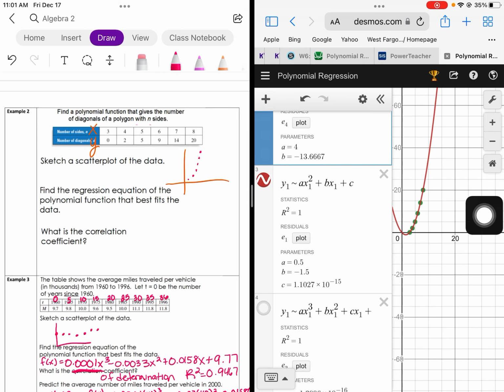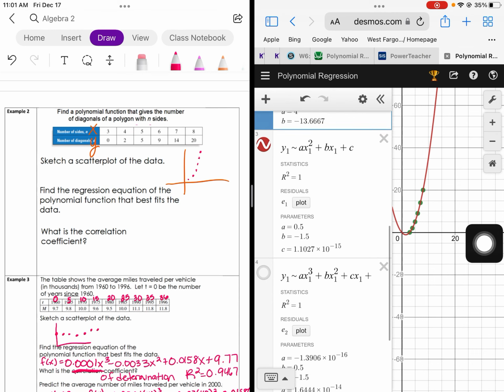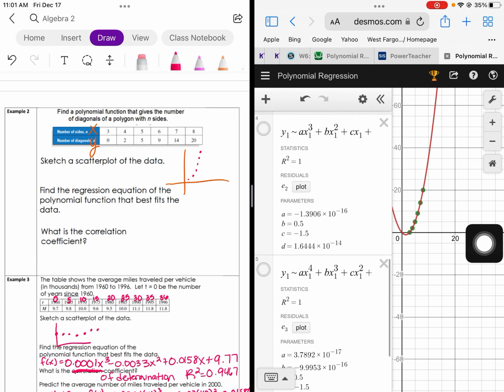If I turn that on, you can see that the model goes through every point exactly. So that's why my R-squared is equal to 1. It's an exact match. So this would be my model here that I'd want to use. But if I look down at cubic and quartic, I also notice that R-squared is equal to 1. So then I need to decide which would be better, quadratic, cubic, or quartic.